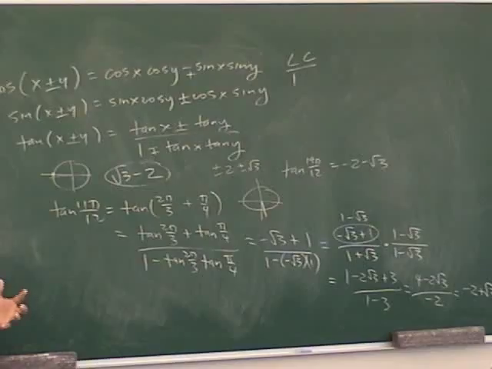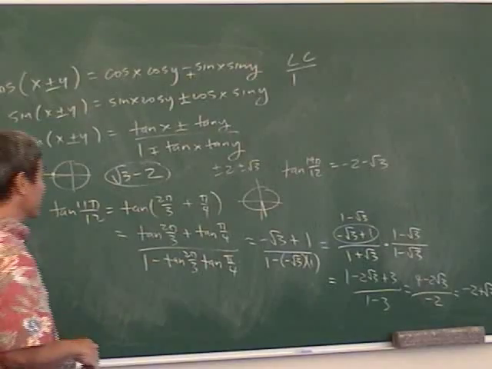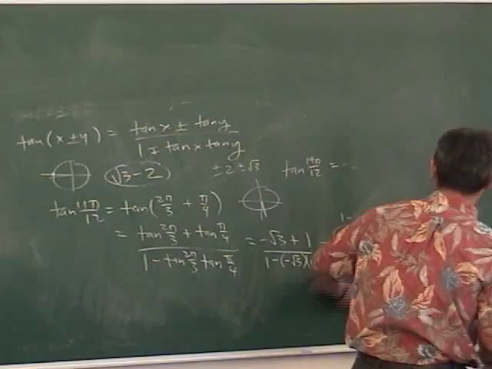Anyway, tonight's homework is all just using the sum and difference identities, okay? Two more examples and we're done.